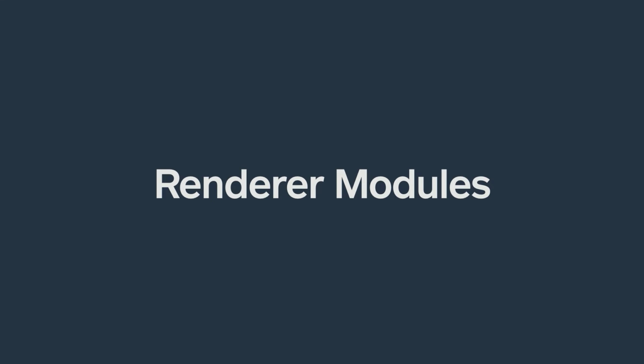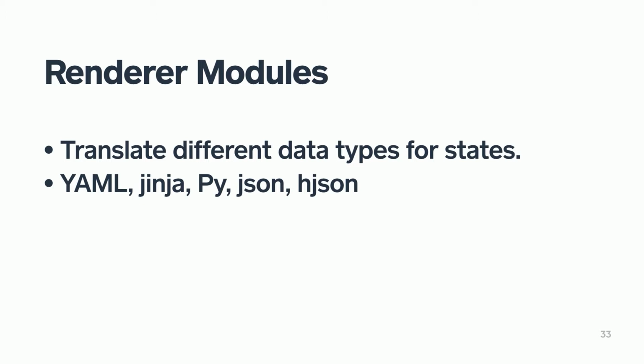The last one we'll cover is renderer modules. The only thing that Salt really cares about to define the state of a machine is that it's just a Python dictionary. So renderers take any type of data set that you want and convert it into a Python dictionary. So if you want, you can write states for Salt in YAML with Jinja. You could write it in pure Python if you wanted. You could write it in JSON or even HJSON.